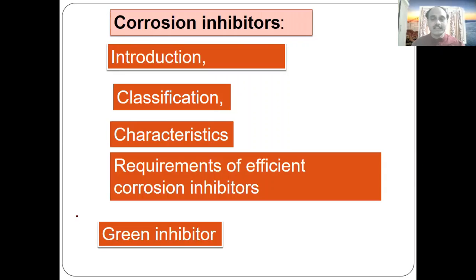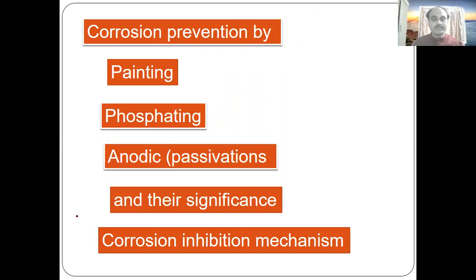Recently, green inhibitors have been coming into use. Therefore, what are green inhibitors? How do these green inhibitors prevent the rate of corrosion? Then corrosion prevention by painting, phosphating, anodic passivation technique and their significance, and the corrosion inhibition mechanism.